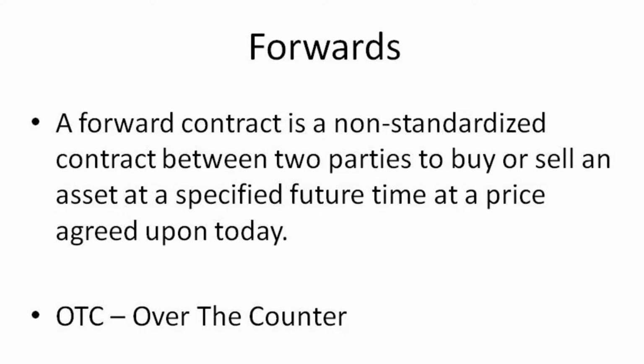Now, the next derivative we're going to talk about, we're done with futures at this point, is forwards. A forward contract is a non-standardized contract between two parties to buy or sell an asset at a specified future time at a price agreed upon today. As you can see, this sounds an awful lot like a future, and the reason for that is that it is an awful lot like a future. The big difference here is that it is a non-standardized contract. Our futures were standardized contracts specified by the exchange, and they go through a clearinghouse and all of these other details that we've just talked about.